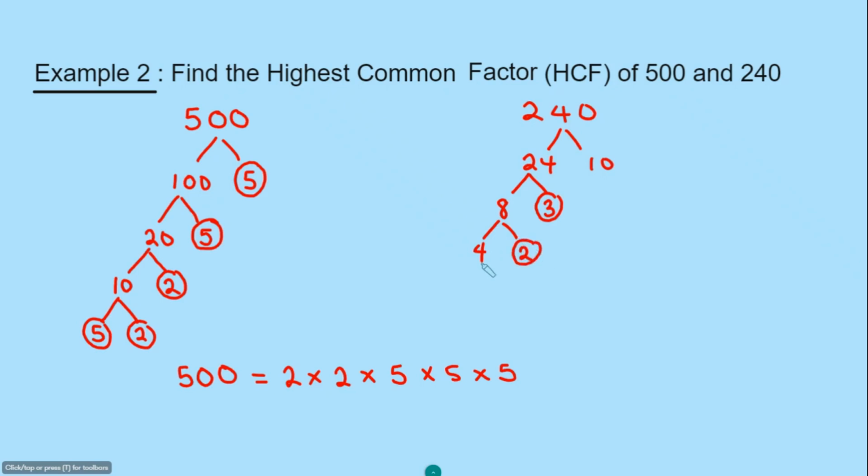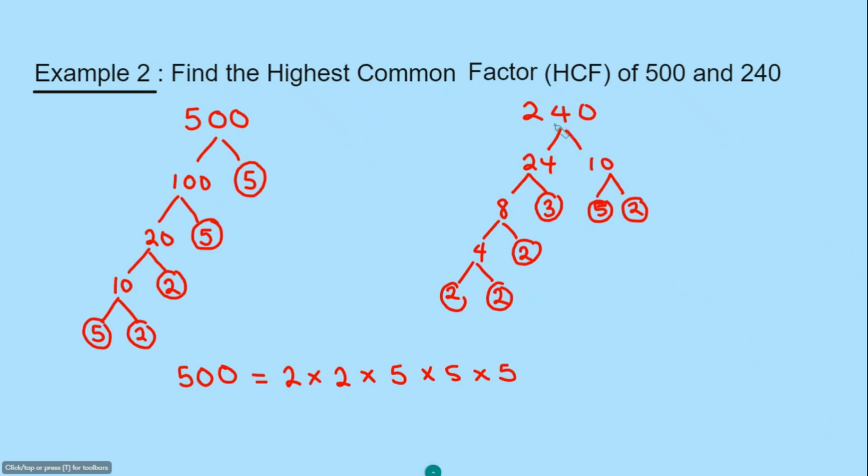But 4 is not a prime number, so I'll split it up again. I have 2 and 2. Now you can see that 2 and 2 are both prime numbers, so you put them in a circle. Now there's a number up here, 10, that hasn't been split up yet, so I'm going to split it now. To split up 10, I can have 5 and 2. I can immediately see that both numbers are prime, so I'm going to put the prime numbers in a circle.